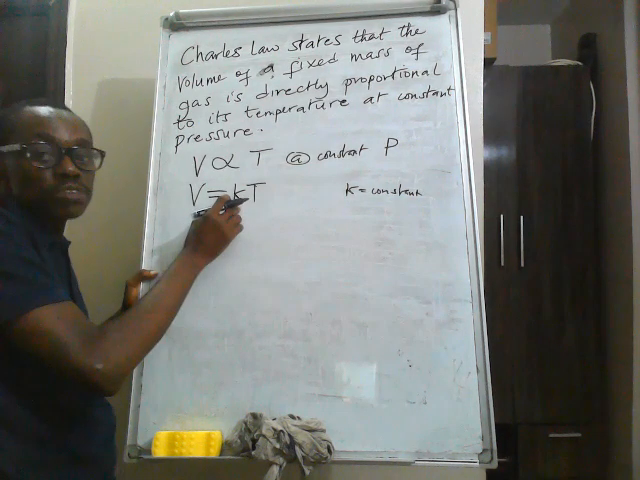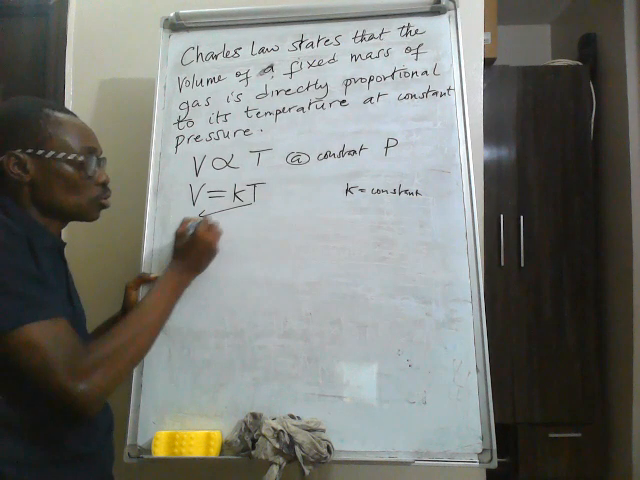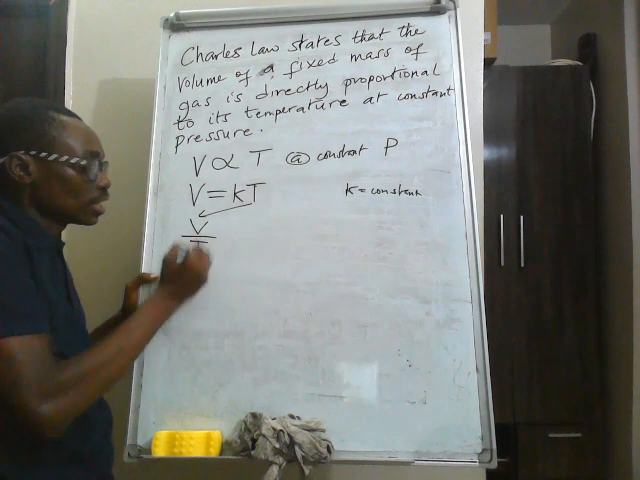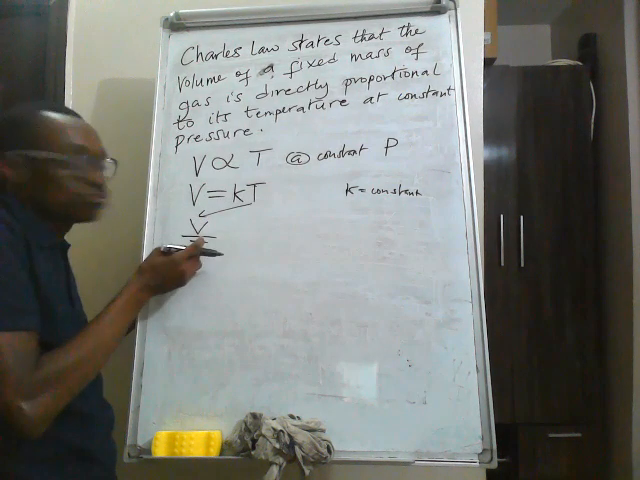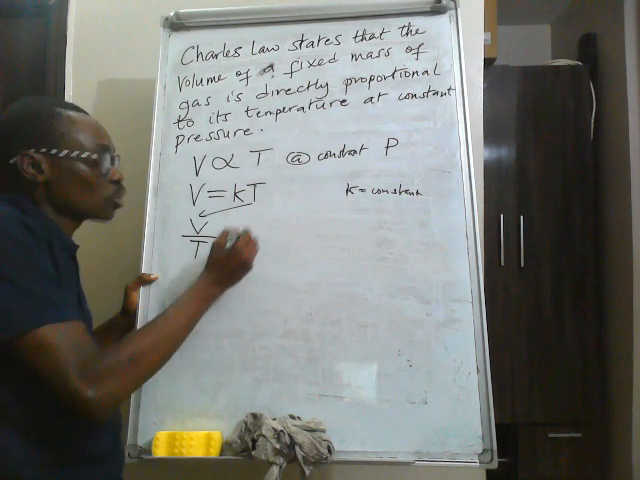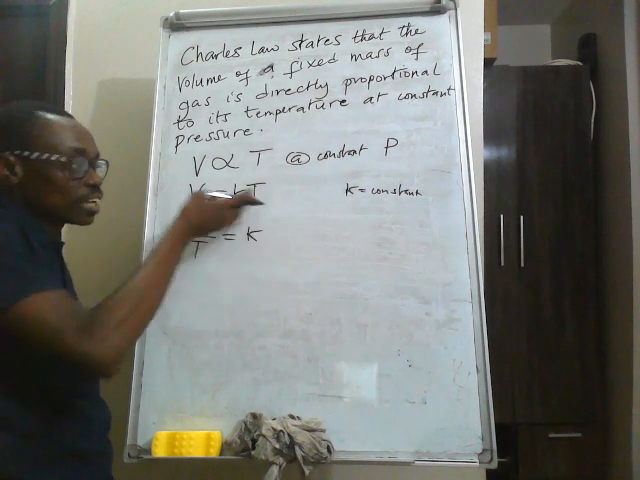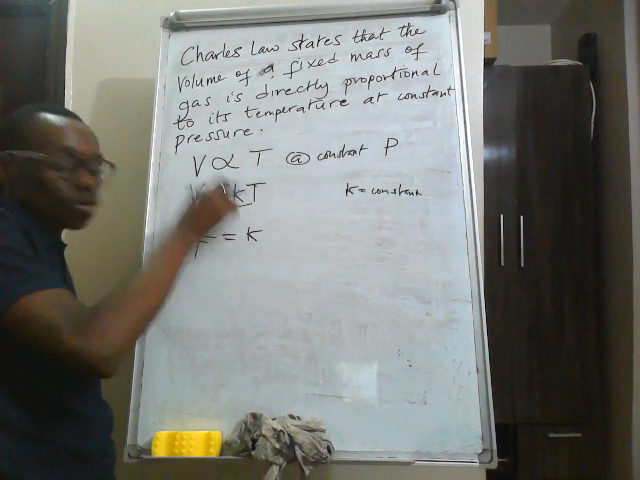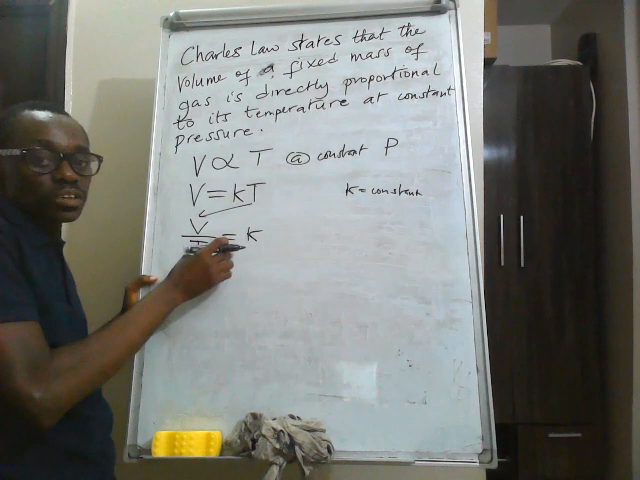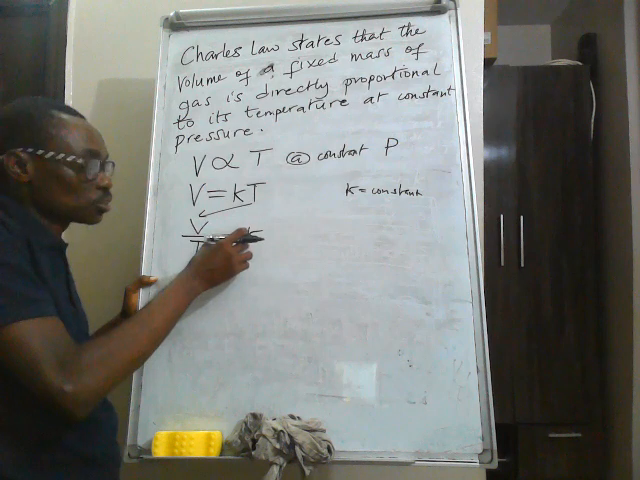So we're going to make K the subject of the formula. That means T is going to come down, in the denominator. So you have V over T is equal to what? K. So this is a different version of Charles' law. This is Charles' law. Here we'll make K the subject of this equation.